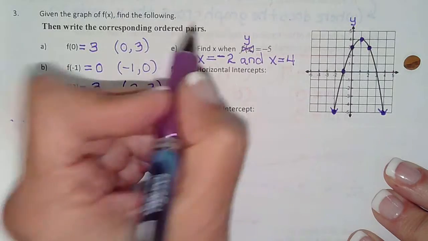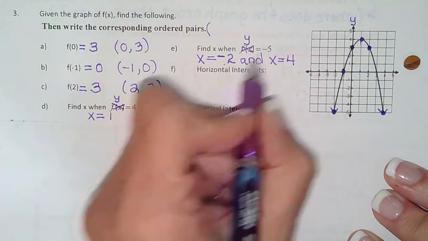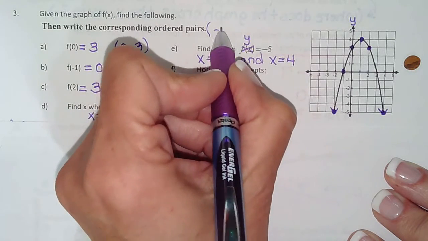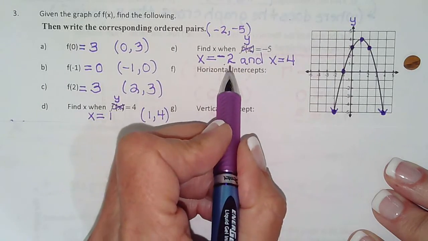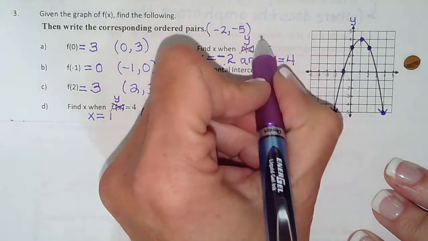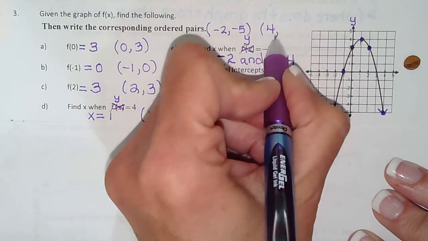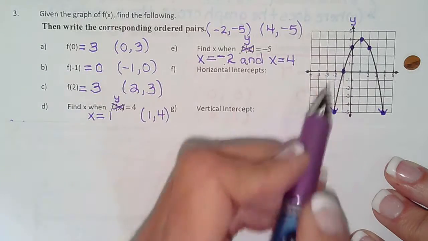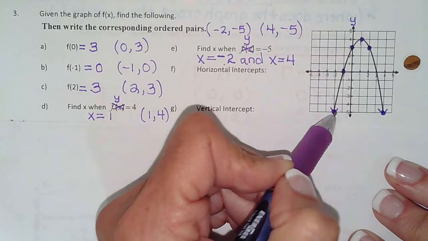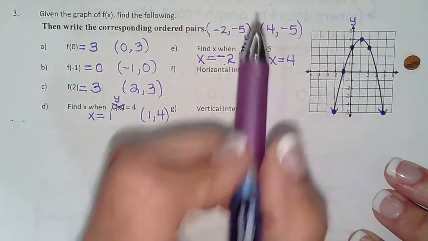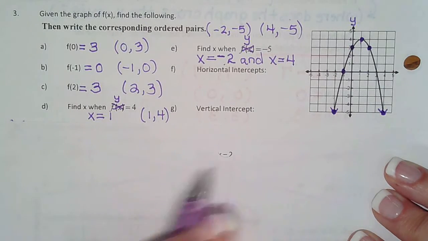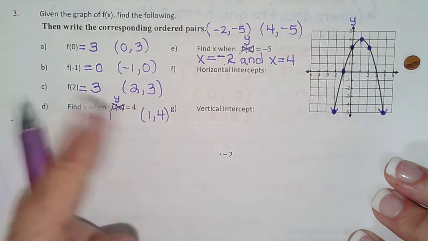So if we've done it correctly, the point -2, -5 should be on the graph, and the point 4, -5 should be on the graph. So let's check. -2, -5, yep. 1, 2, 3, 4, -5, yep. So we can walk away and go, yes, I got those correct. I checked them all with the ordered pairs.